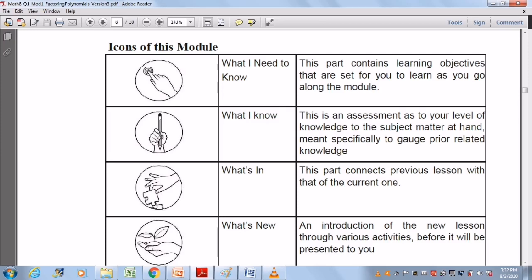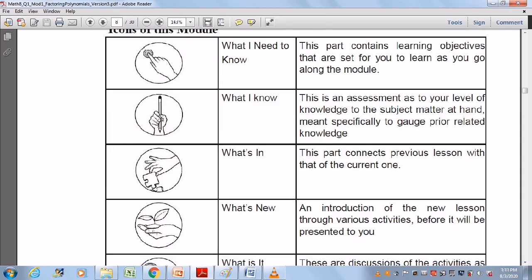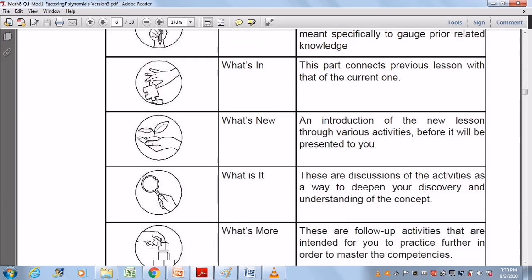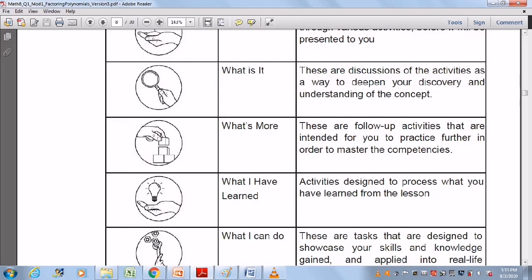What's in? This part connects the previous lesson with that of the current one. So, there must be connection, yung from the review or yung sa mga past lessons, yung mga lesson nung kayo ay grade 7 pa, i-connect lang yan with the new lessons. What's new? An introduction of the new lessons through various activities before it will be presented to you. So, mamaya makikita natin ano ba yung iba't ibang klase ng activities. And then, what is it? So, these are discussions of the activities as a way to deepen your discovery and understanding of the concept.